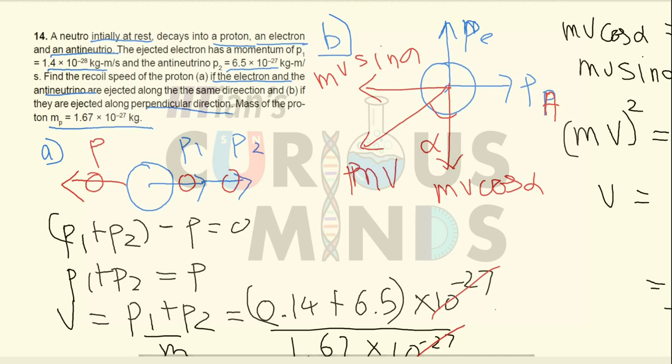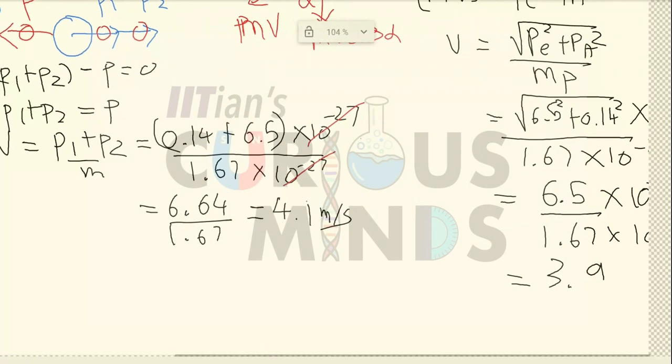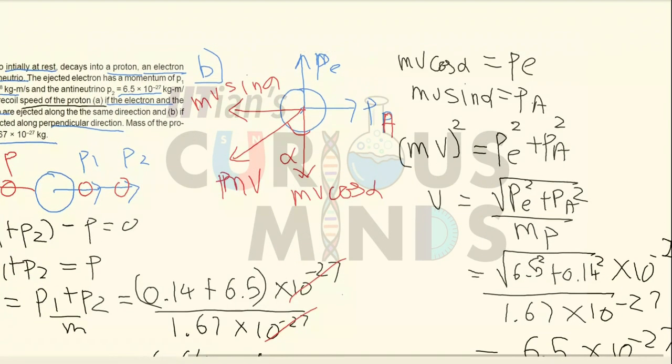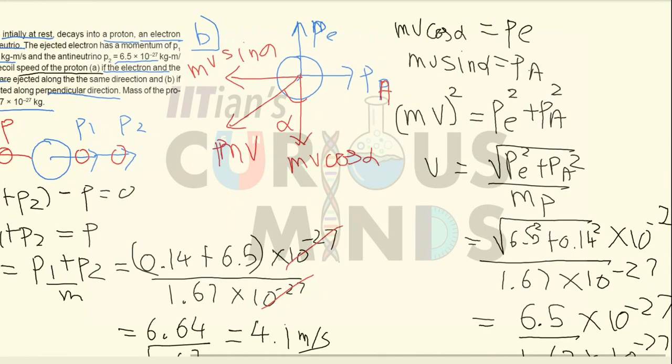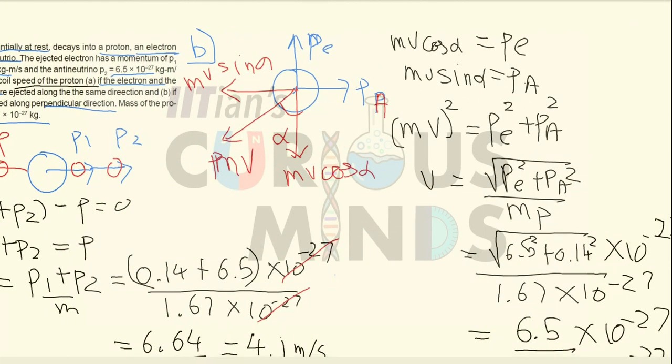We had to calculate the recoil speed of the proton. In both cases it almost comes out to be the same, but in the first case it was moving in exactly the opposite direction, while in the second case all three of them are moving in different directions.